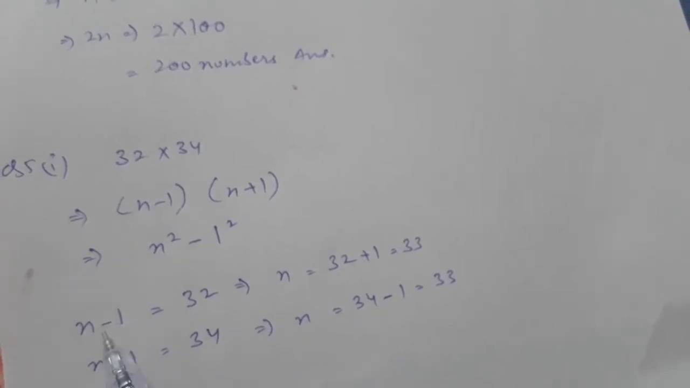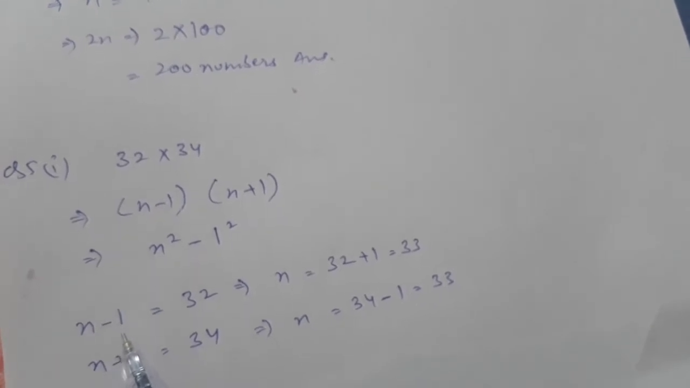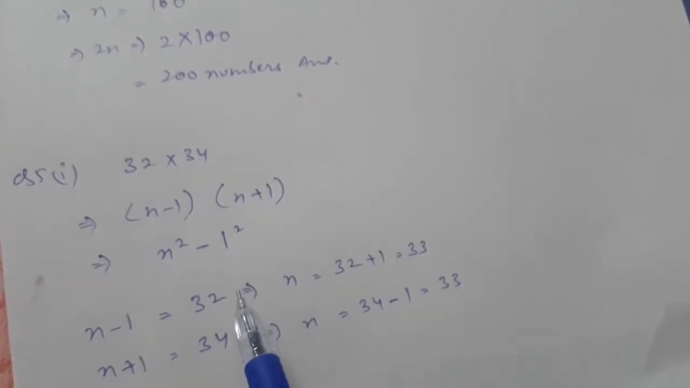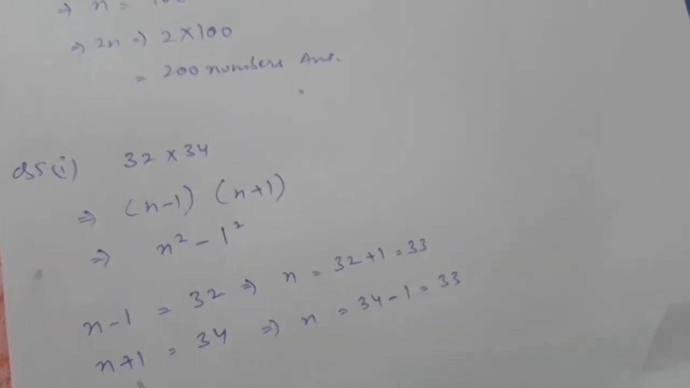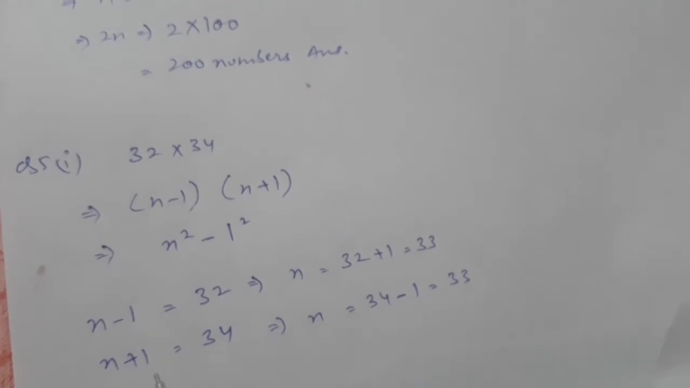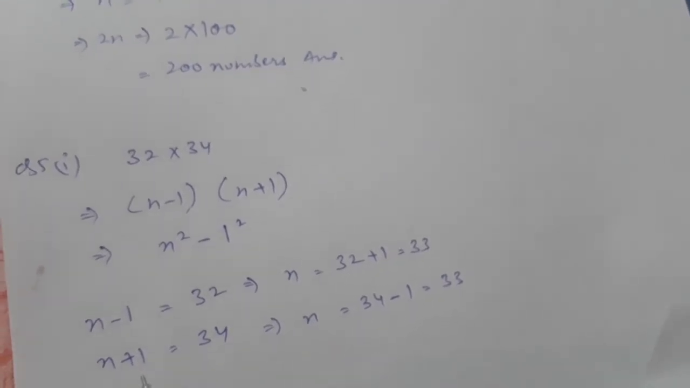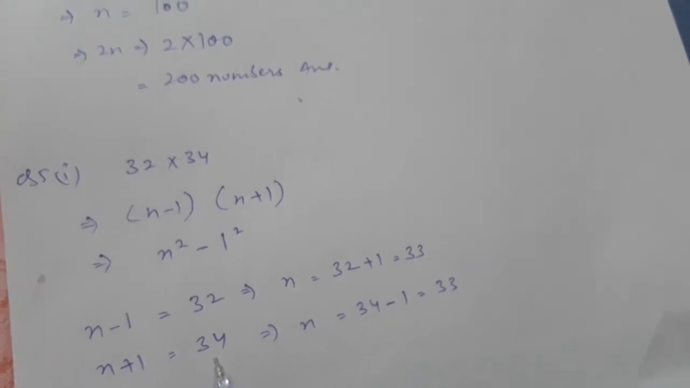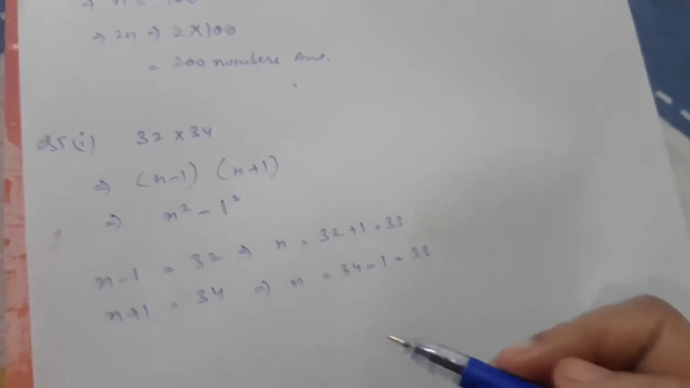So n minus 1, here 1 is in the subtraction. By going to the RHS, it would add to 32, that is 33, and already n is in addition here. By going to the RHS, 34, it will come into the subtraction, that is 34 minus 1, 33. So here n is our 33.